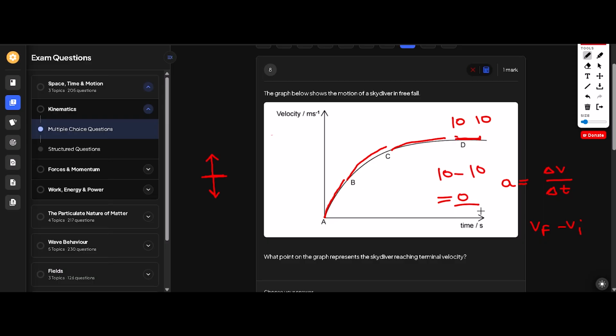0 divided by any number, you will get a 0 answer. So once you get the 0 answer, you will know that we reached the terminal velocity, that there is no acceleration in this situation. The downward force is equal to the upward force. So in this situation, the answer would be D.